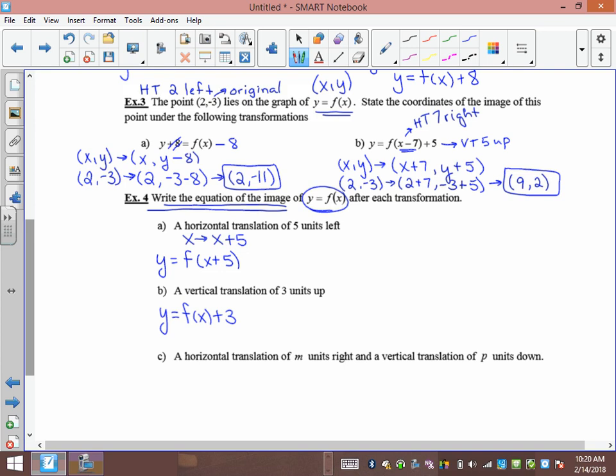We can put it in instantly right now, but if we wanted to do replacement notation, we'd actually have y would be replaced with y minus 3, wouldn't we? So that when we had the equation, we'd have y minus 3 equals f of x. And when we move it over, it's a plus 3. Yeah?